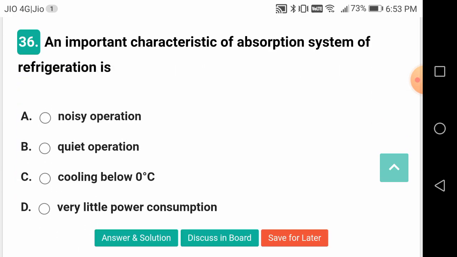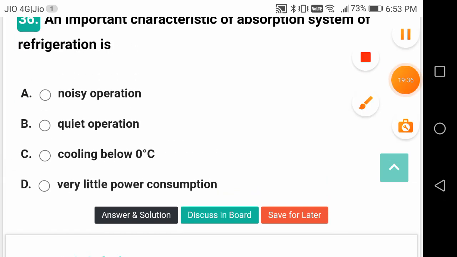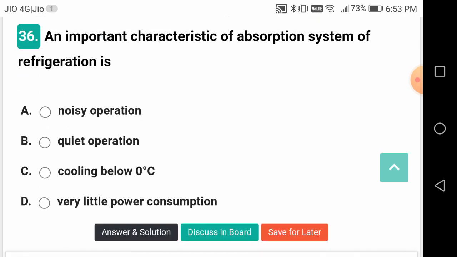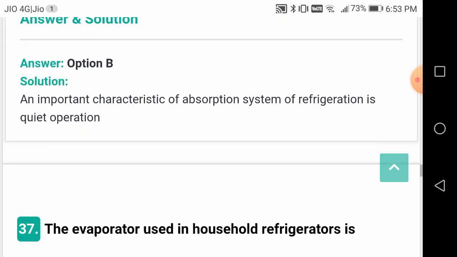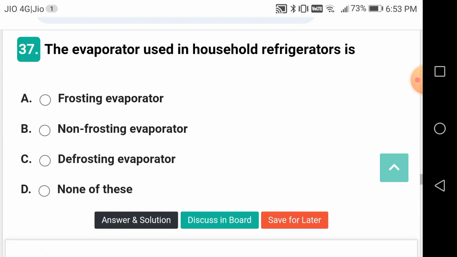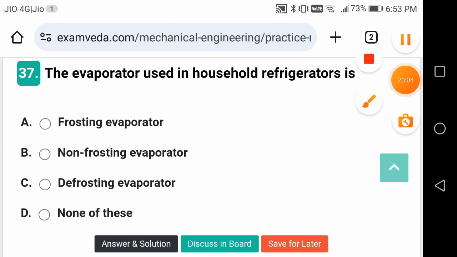An important characteristic of an absorption system of refrigeration is that it is quiet in operation. Why? There is no compressor at all in vapor absorption refrigeration systems. The compressor's role is played by the absorber, the generator and so on; 2-3 elements are there. That's why they are quiet in operation. The evaporator used in a household refrigerator is a frosting evaporator.